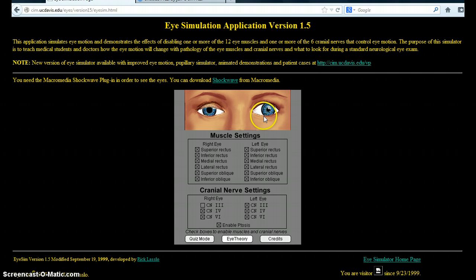Okay, so on this, although the simulator is great to use, we can do quiz mode, and it will ask you questions. Also, you can look at the eye theory, so it will tell you all that I just told you, and on different websites. So play around with this, know it. It's a great tool, and it will help you learn for the future, and also practice the muscle involvement as well as nerve involvement.